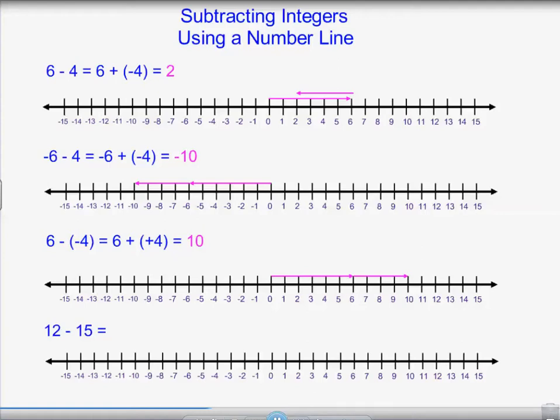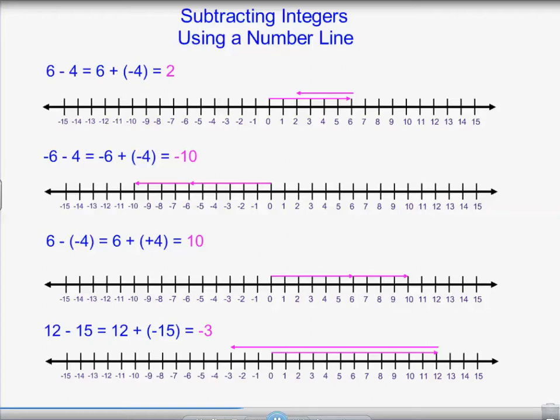Let's look at one last example to see really what's going on here. 12 minus 15, I'll rewrite as 12 plus negative 15. To model this on the number line, I'm going to start by going 12 units to the right from 0. And now when I want to add on negative 15, I have to go 15 units to the left from 12. I actually go past 0 and end up pointing to negative 3. So 12 plus negative 15 is negative 3.